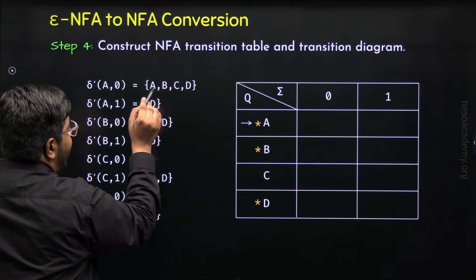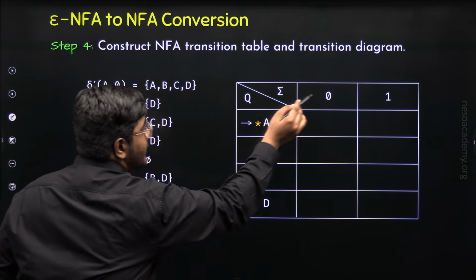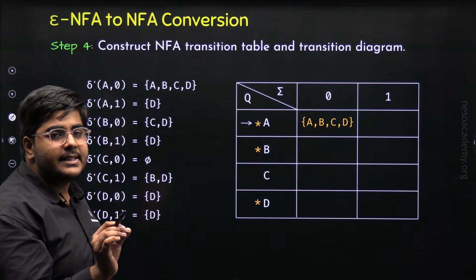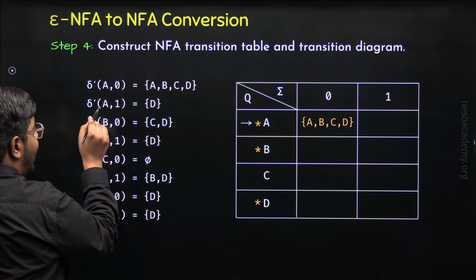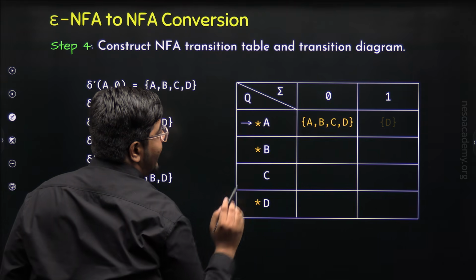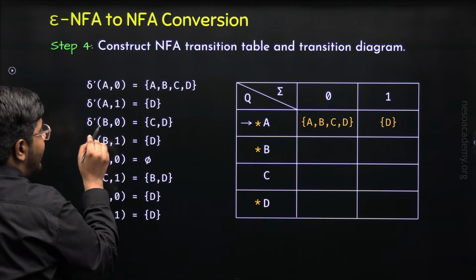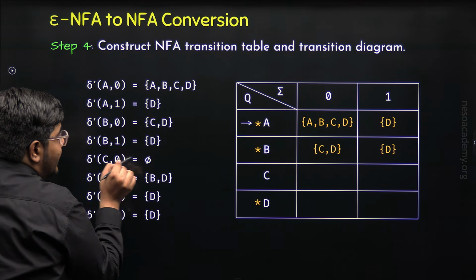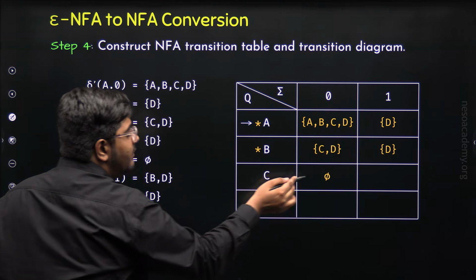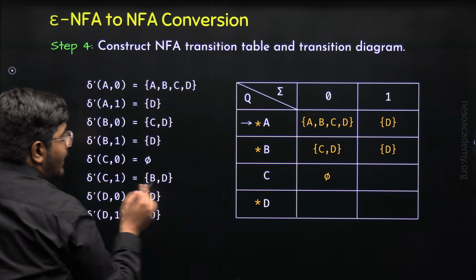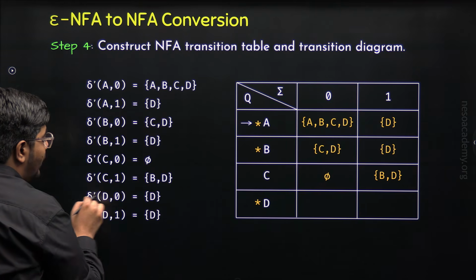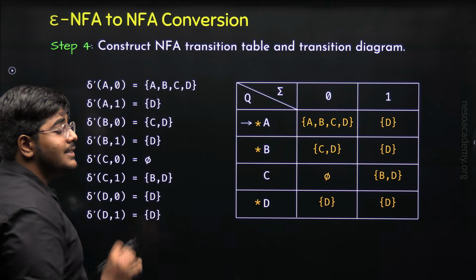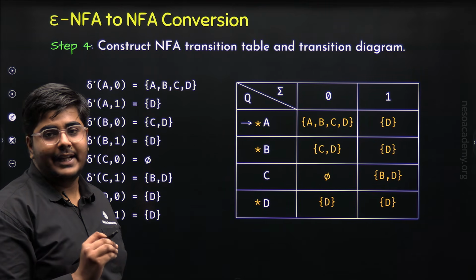Now we simply need to fill these blank cells according to these transitions. A on 0 gives A, B, C and D. In NFA, multiple next states are allowed. A on 1 gives D. B on 0 gives C and D. B on 1 gives D. C on 0 gives phi, or we can also leave this cell empty. C on 1 gives B, D. D on 0 gives D, and D on 1 also gives D. So this is the transition table of our required NFA.